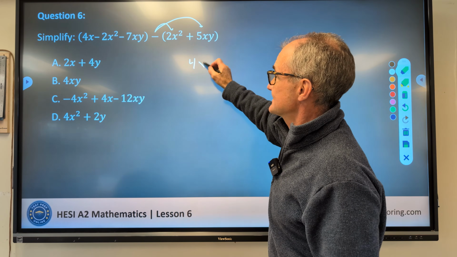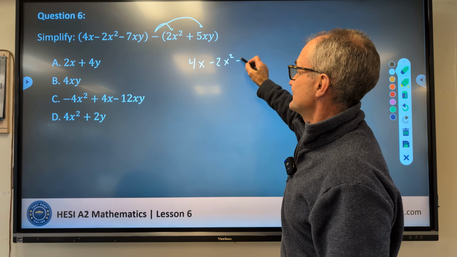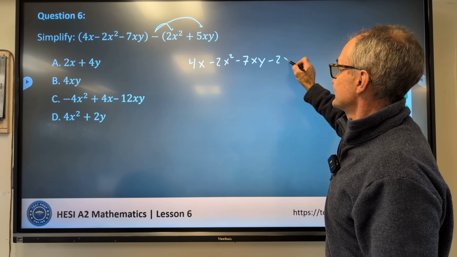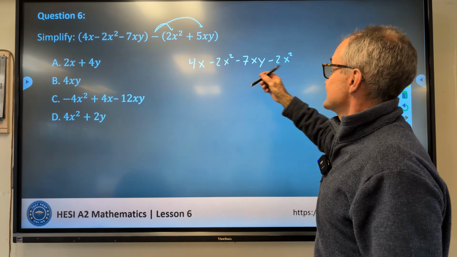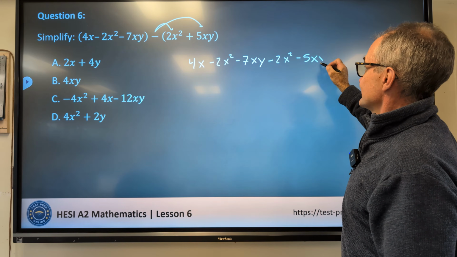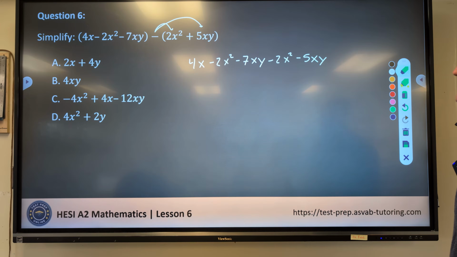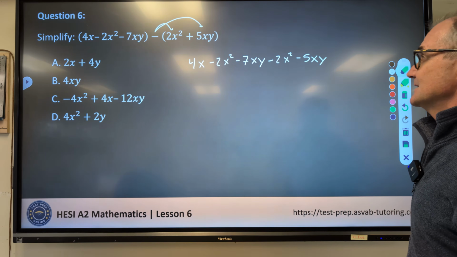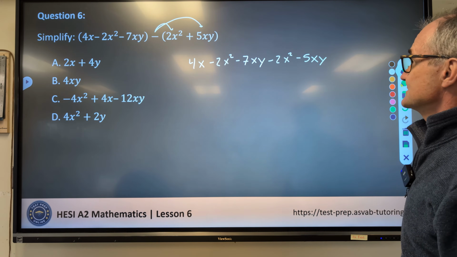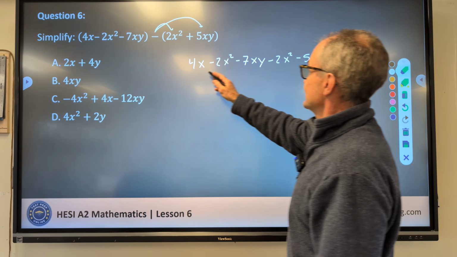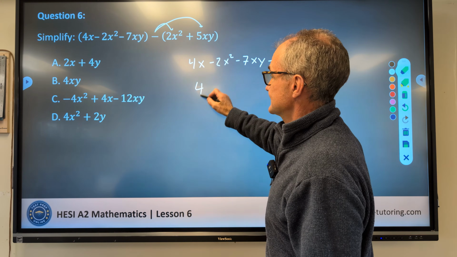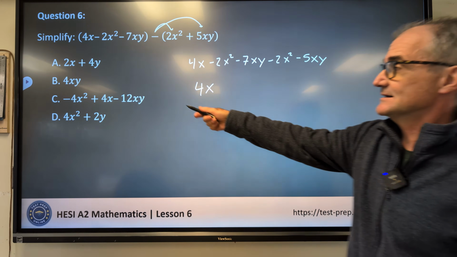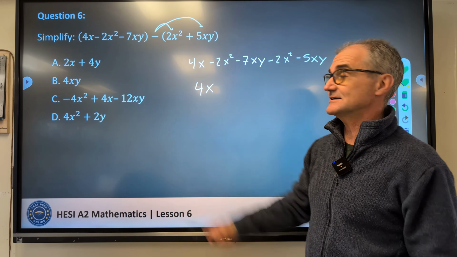So I have 4x minus 2x squared minus 7xy minus 2x squared minus 5xy. So I've got rid of those parentheses, keeping track of that negative. And then the important thing here is now I have to combine similar terms, apples and apples, oranges and oranges. So I have that 4x out front. There are no other single terms of x. I'm going to keep that 4x. From there, I could look up there and see there's only one with a 4x in it, so it has to be answer C. So I go right to C.